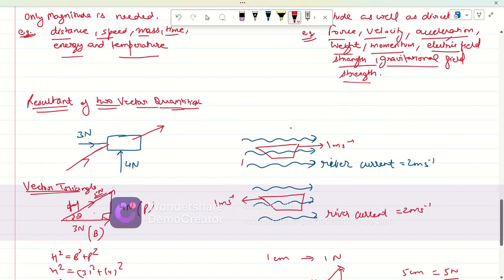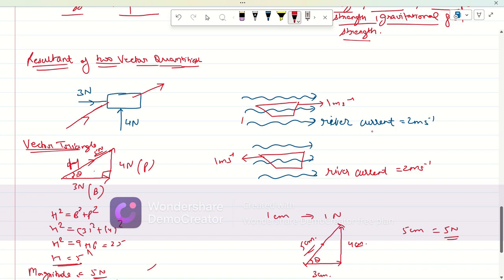Now let's consider the example of a boat. Let's say the boat is moving toward the right side at the speed of 1 meter per second, and the river current, the water, is moving at the speed of 2 meter per second. Now both are moving in the same direction. So in this case the resultant velocity will be 1 plus 2, that is 3 meter per second. So whenever two vectors are acting in the same direction, the resultant will be added. For example, there is a box, 1 Newton force is acting in this direction and 2 Newton is also acting in this direction. So the net force will be 3 Newton.